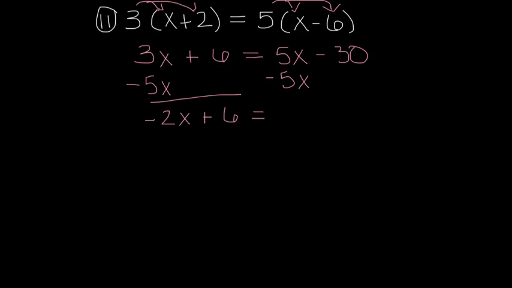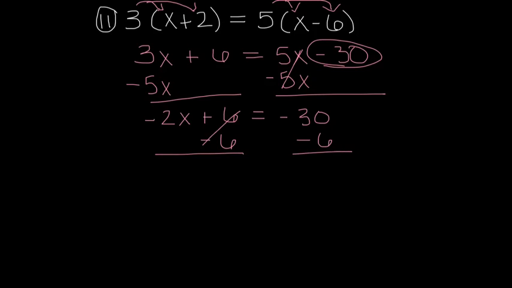That is going to equal, my 5x's cancel out, and again I have to pay very close attention to bringing down that negative along with my answer, so negative 30. Now I need to move that 6 over, so I can subtract the 6 from both sides. Doing so clears out my 6's. I'm left with negative 2x equals negative 36. Finally, to get the variable completely by itself, I can divide both sides by negative 2.